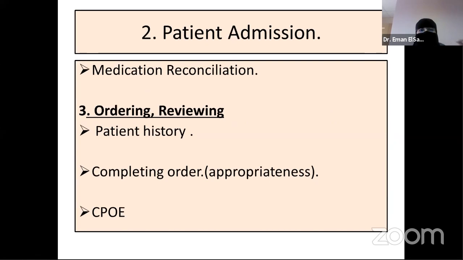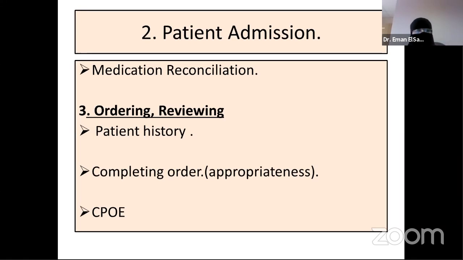Second thing, when the patient is admitted, make medication reconciliation. It is a very important thing to make medication reconciliation and document it in the file. What is the meaning of medication reconciliation? It means taking the history of the patient when the patient is admitted to the hospital.